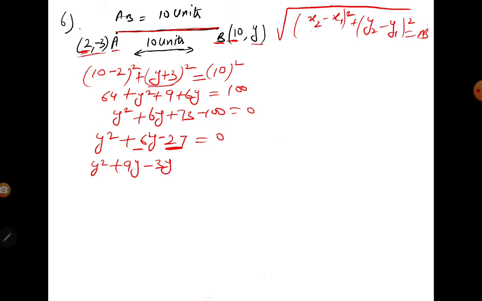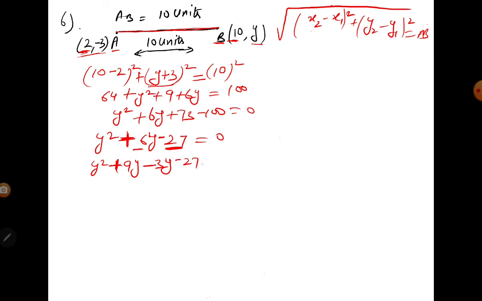Now why are we taking minus 3 and plus 9? Because we know the product is negative, so one number should be positive and one number should be negative. Which number will be positive? The sign given with the y coefficient, 6y, goes with the bigger number. So the bigger number 9 will be positive, and the other will be negative. This is a trick for how you can separate the terms.